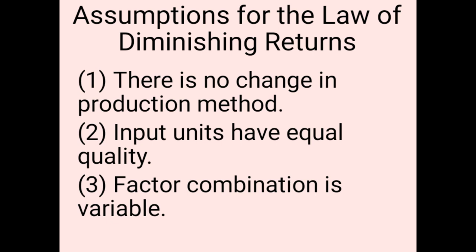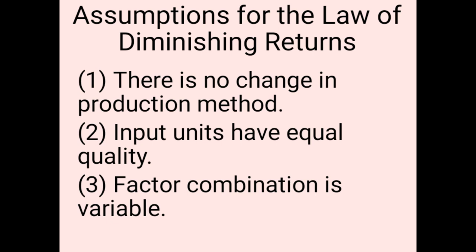Second is input units have equal quality. Inputs in production function, if we are using 5 inputs, that is A, B, C, D and E, then we have to keep all these inputs of the same quality. Whenever the quality of any one input is differing, then naturally the results that we are going to achieve are going to differ. So it is stated over here that the quality of each and every input is going to be kept the same, equal.